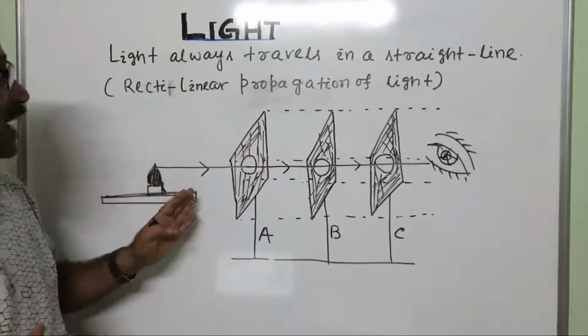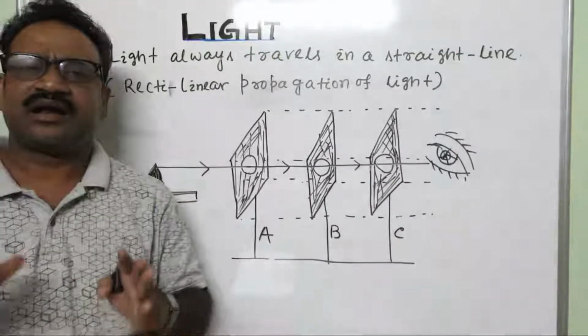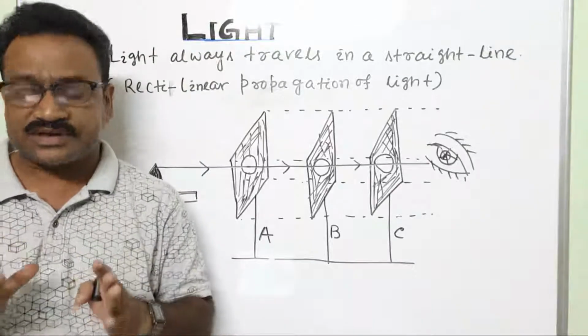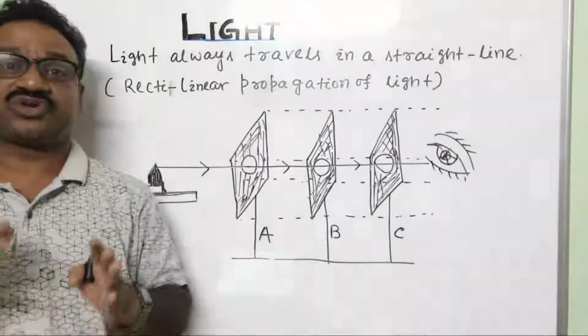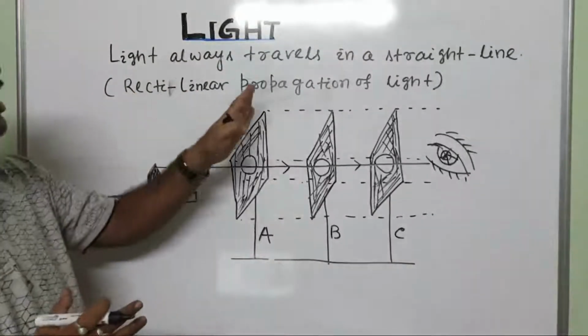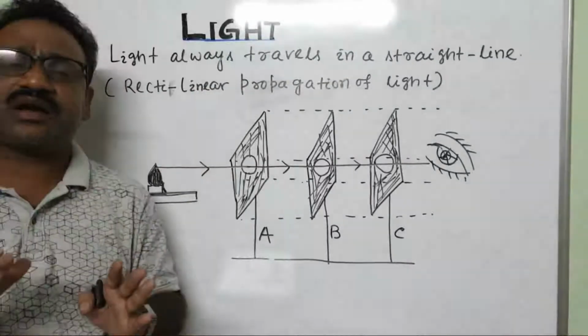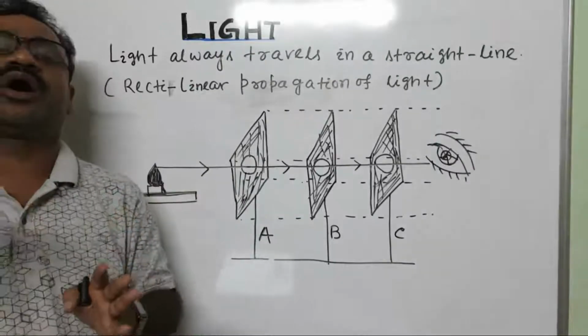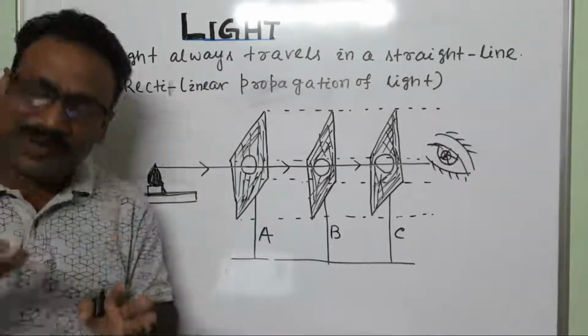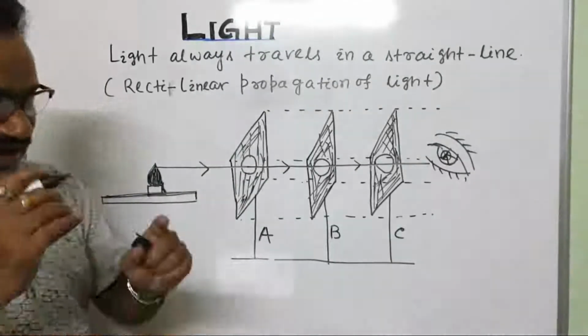So this experiment tells us that light always travels in a straight line. This is called rectilinear propagation of light. Light can never move in a curved line or in a zigzag way. Light always travels in a straight line.